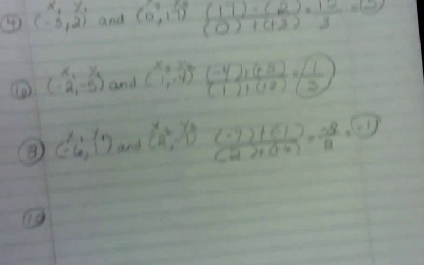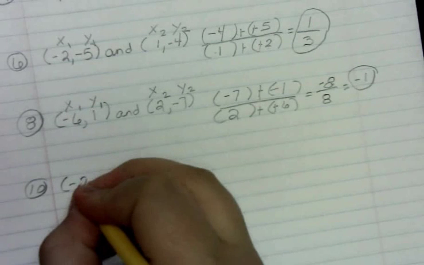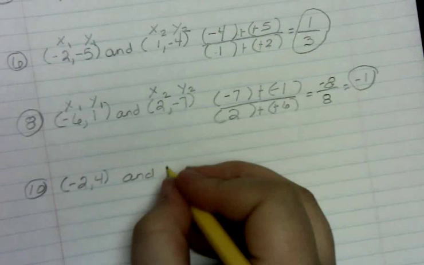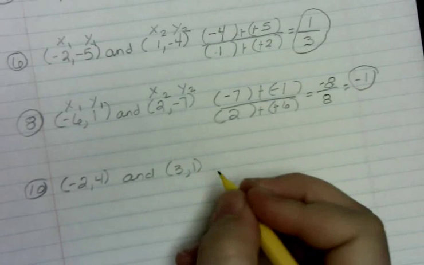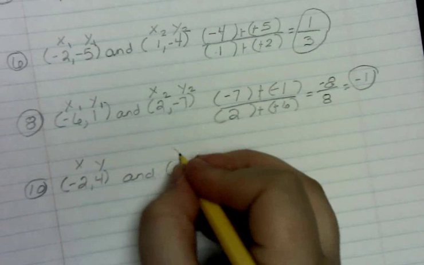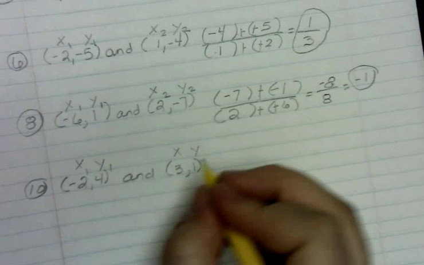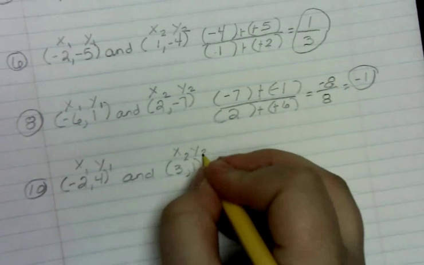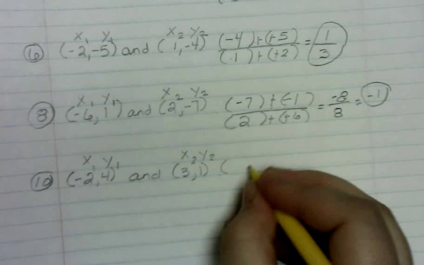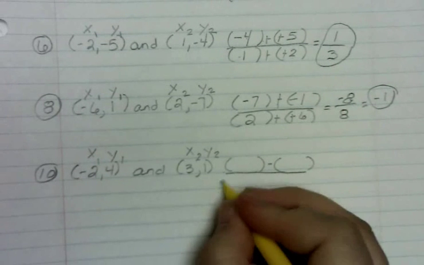Now let's look at number 10. We have negative 2, 4, and 3, 1. So label your x values. This is my first ordered pair, and this is my second ordered pair. So I'm going to plug in my parentheses here. Just going to write them down.